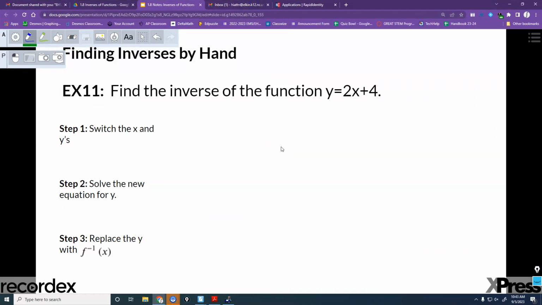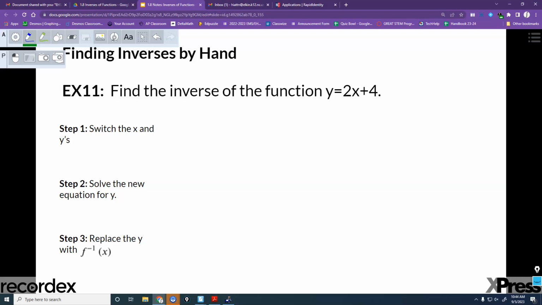Okay. This is one of the most important things that you're listening to. I know this is a super exciting lesson today, but it's one of the more important things that you'll see. So, this is how we find the inverse of a function by hand.